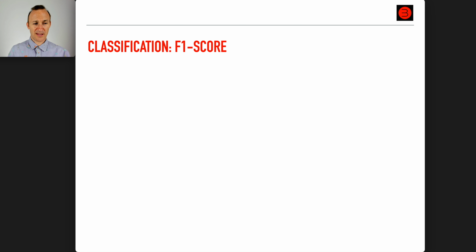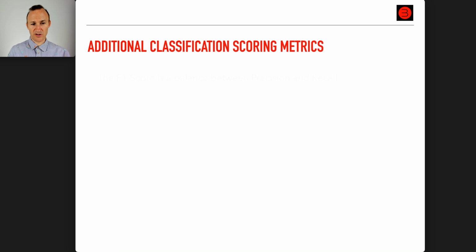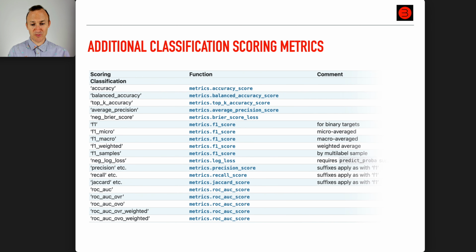Okay. And then we have one more that fits this group. It's the F1 score. What is it? It's simply a balance between precision and recall, and it makes it one of the most popular classification scoring metrics. Additionally, there are other classification scoring metrics. There's a lot. Okay, so here's a list from the sklearn documentation.